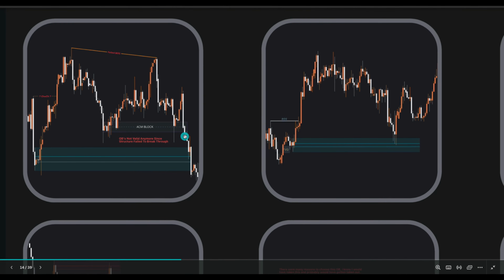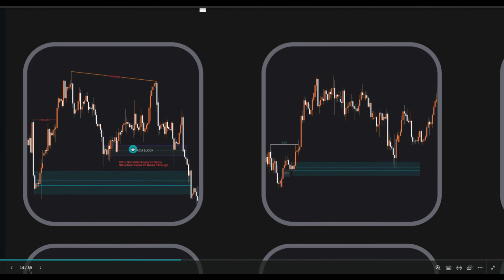So let's zoom in here. An example: you have your accumulation block. It ends up getting swept. The order block's not valid anymore since structure failed to break through. And what I mean is it failed to break through up here. We didn't get that second break of structure to confirm that change of character. So this accumulation block is no longer valid.